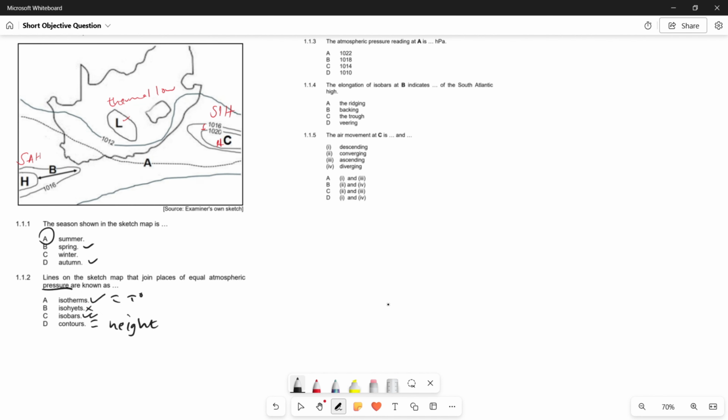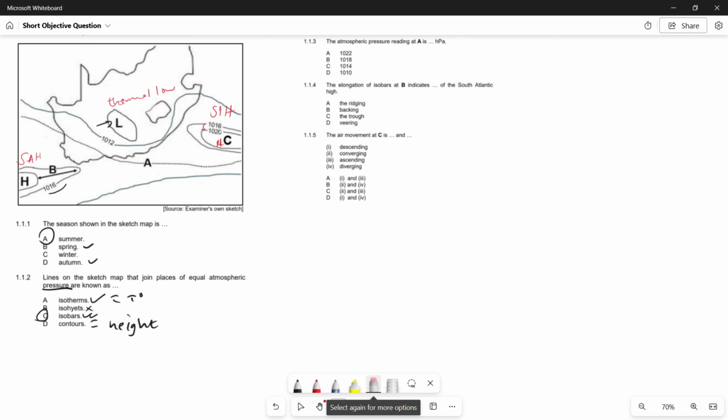Okay, so let's just grasp this information. Isotherms join places of equal temperature. Isobars join places of equal pressure, and then contours or contour lines join places of equal height. So you must know the difference between these three for you to not lose easy marks on these types of sections.